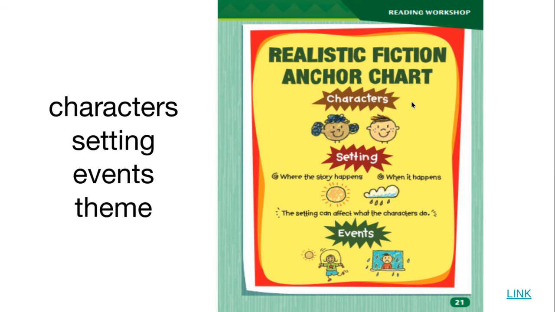So, characters are people or animals in a story. The setting is where the story takes place or when it happens. Events are things that happen in the story, usually in action. And the theme for this unit is how do different places affect us?